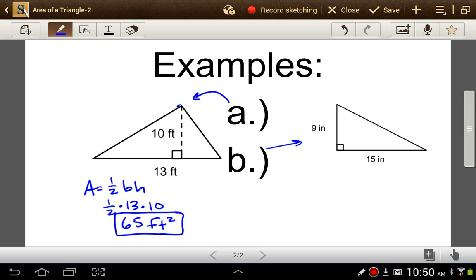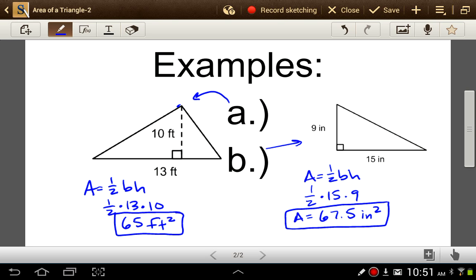Okay, for B, to do my work here, I'm going to do my formula, area equals 1/2 base times height. And I'm just going to plug in my base and my height. My base is 15, my height is 9. So that's going to be 1/2 times 15 times 9. And again, you can use 0.5 in your calculator if you want, or if you know how to do fractions, that's even better. And when you do that, you get 67.5. Again, my units are important, so my area is 67.5 inches squared. Area is always squared units.